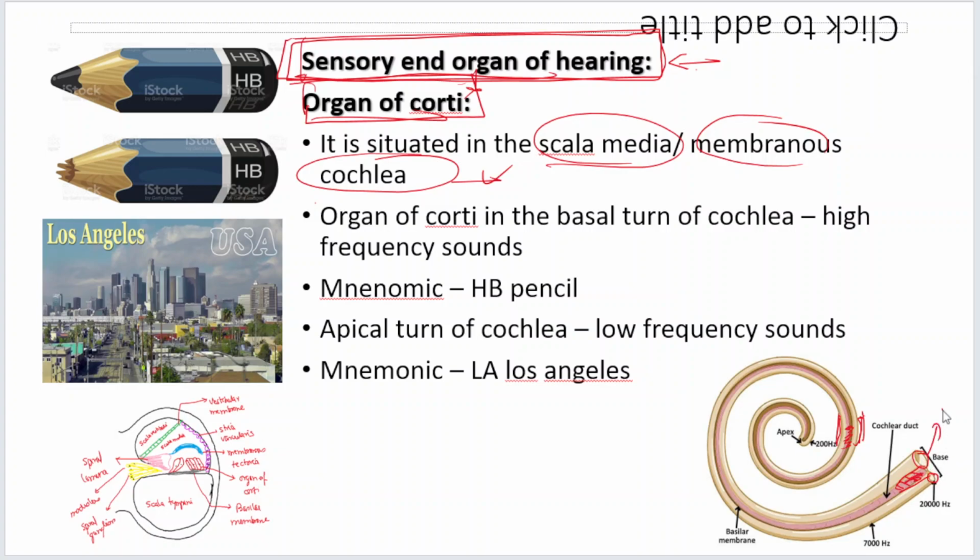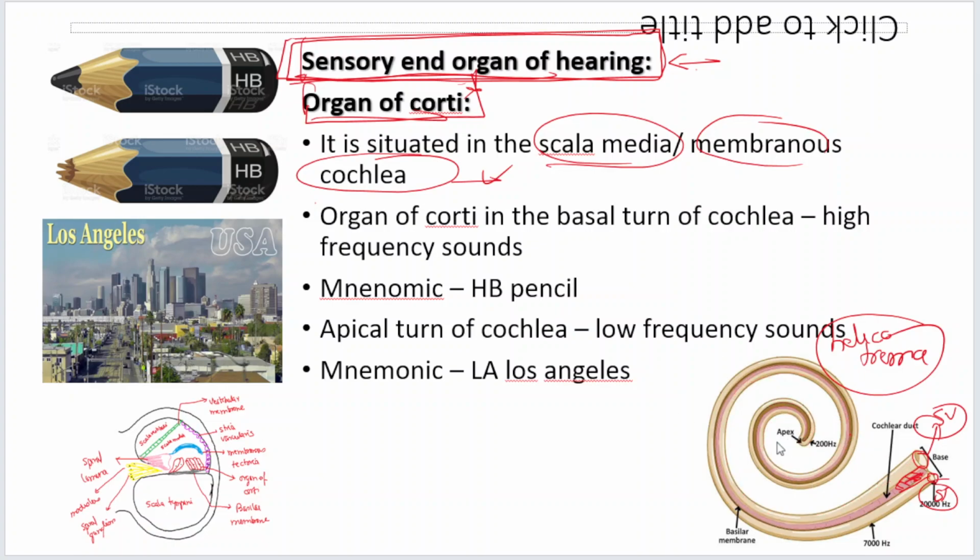This is the scala vestibuli, this is the scala tympani. This is continuing forward, and at the apex it communicates with the scala tympani. The point where the two communicate with each other is called the helicotrema. Scala vestibuli and scala tympani are connected at the apex of this coil, called the helicotrema. That is how the perilymph circulates.